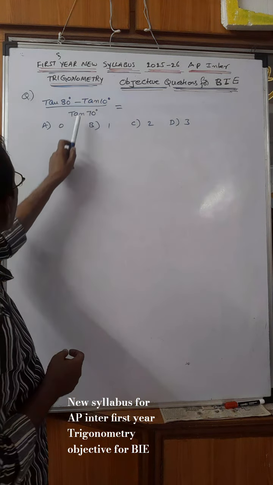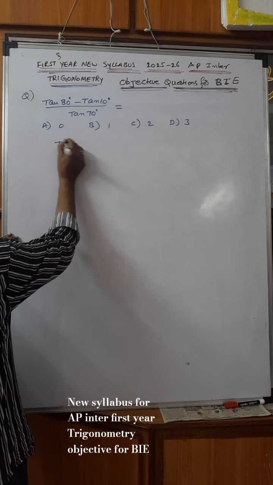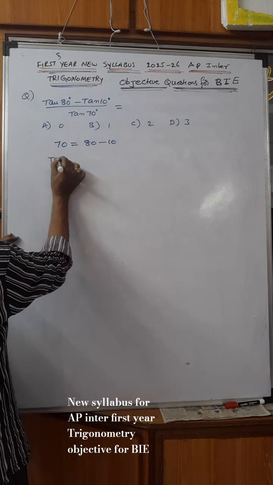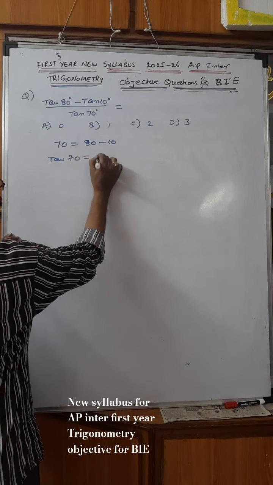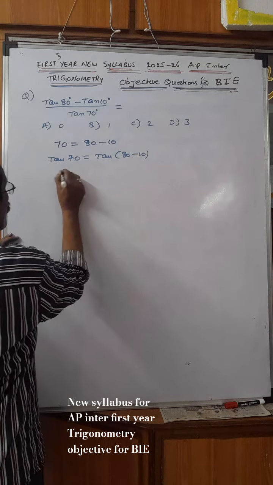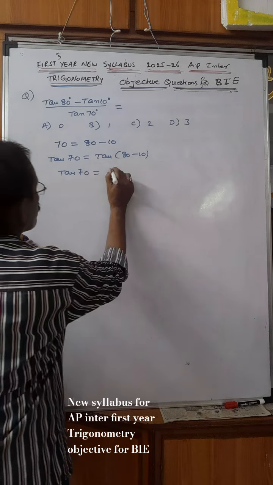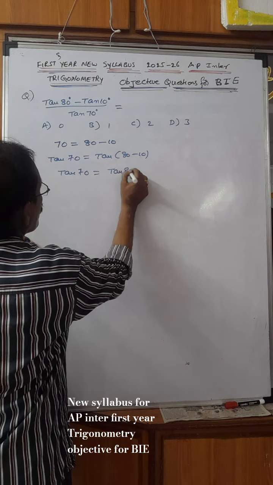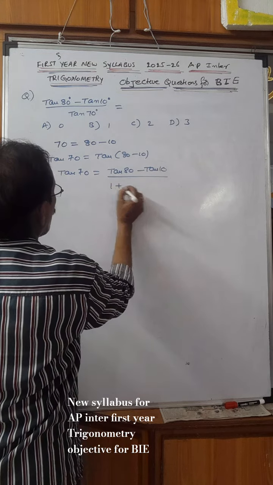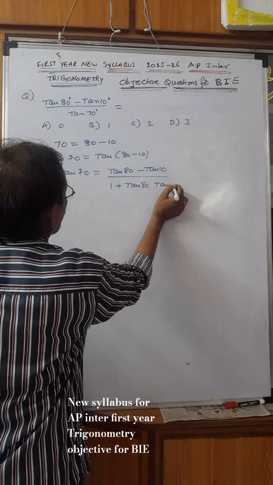Find the value of (tan 80 minus tan 10) by tan 70. So I want to take 70 equal to 80 minus 10. Then tan of 70 is equal to tan of (80 minus 10). Now tan 70 is equal to tan(A minus B), which is (tan A minus tan B) by 1 plus tan A tan B, so (tan 80 minus tan 10) by (1 plus tan 80 into tan 10 degrees).